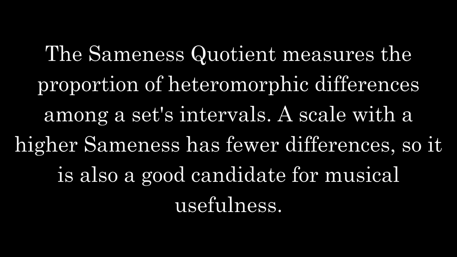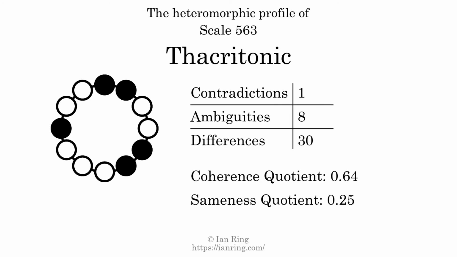The sameness quotient measures the proportion of heteromorphic differences among a set's intervals. A scale with a higher sameness has fewer differences, so it is also a good candidate for musical usefulness. The sameness quotient is 0.25.